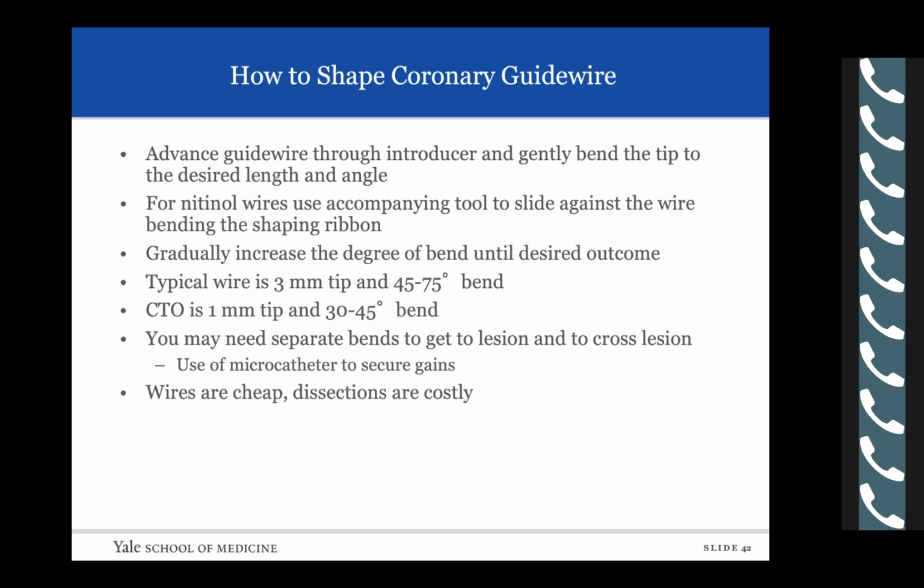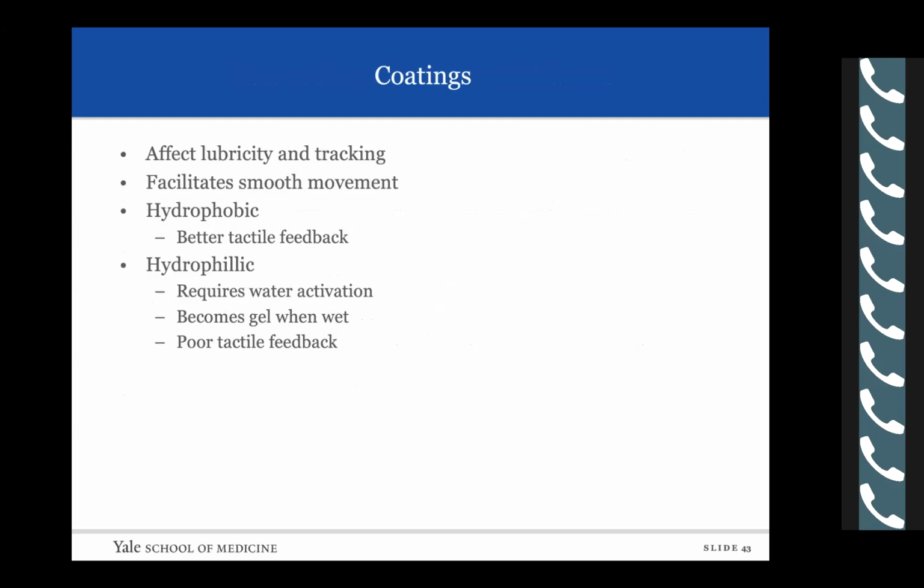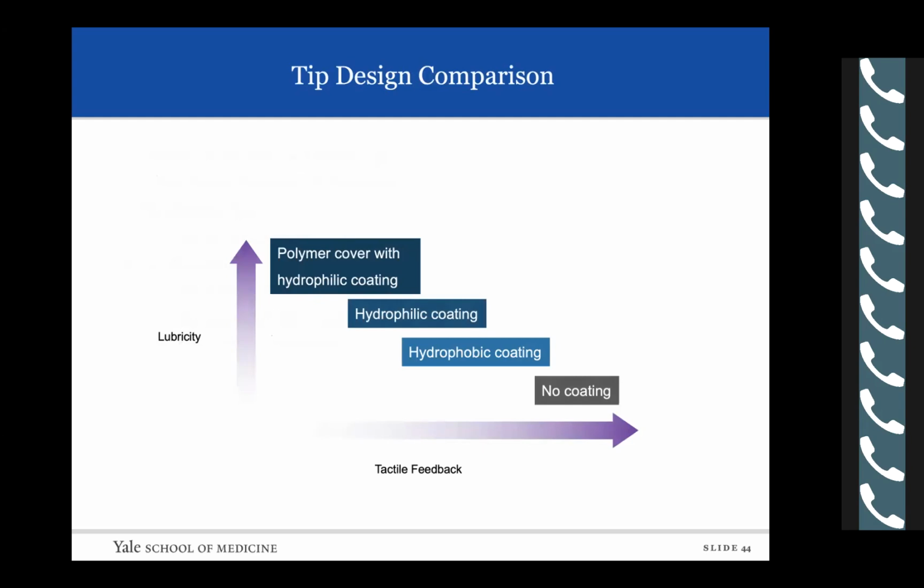Coatings are a big thing. So you can have multiple coatings, either hydrophobic coatings with coils that allow you the best tactile feedback from the wire, or hydrophilic coating, which becomes a gel with water activation. But as you become more and more hydrophilic, you get less and less tactile feedback. And then the most aggressive is a polymer coating.